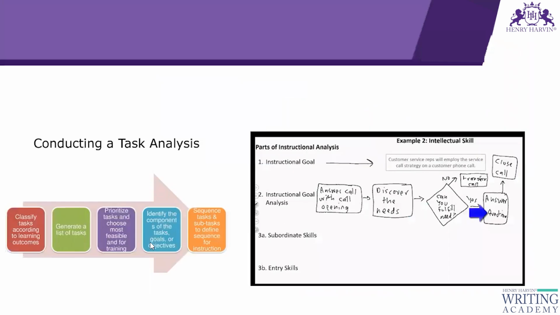Now, task analysis, conducting a task analysis. This is a very simple and easy way to identify or develop the training. Classify the task according to the learning outcomes. Now generate the list of tasks, then prioritize the tasks and choose the most feasible for the training. Then identify the components of a task, goals and objectives. Sequence the task and subtasks. Define the sequence for the instruction.